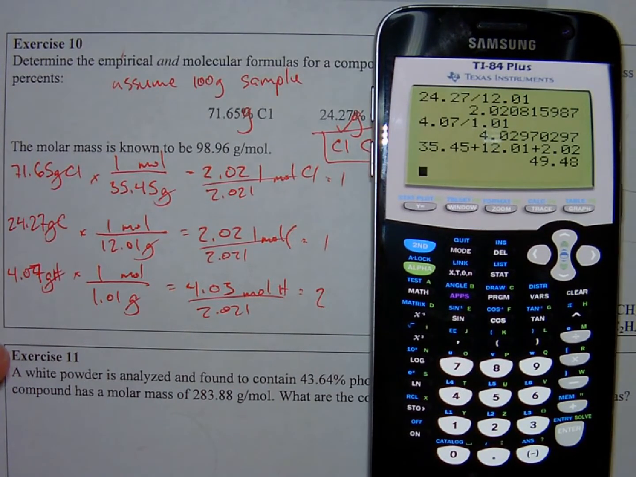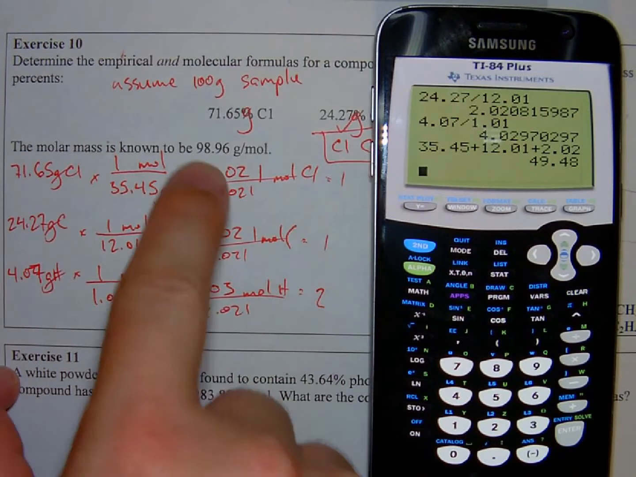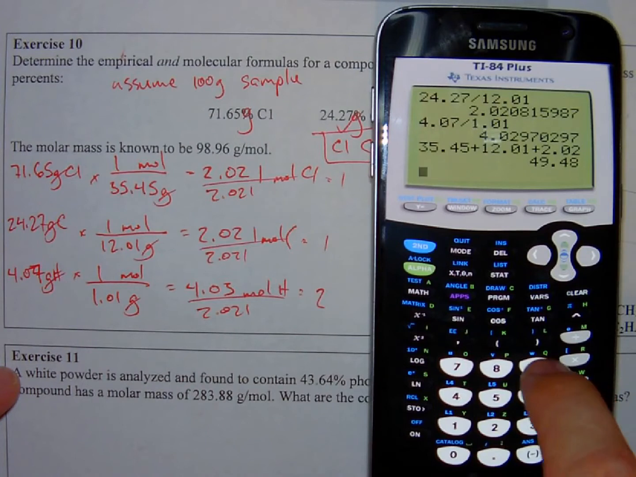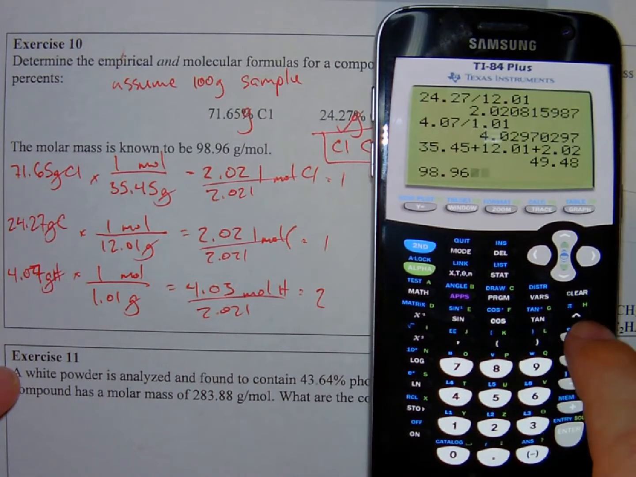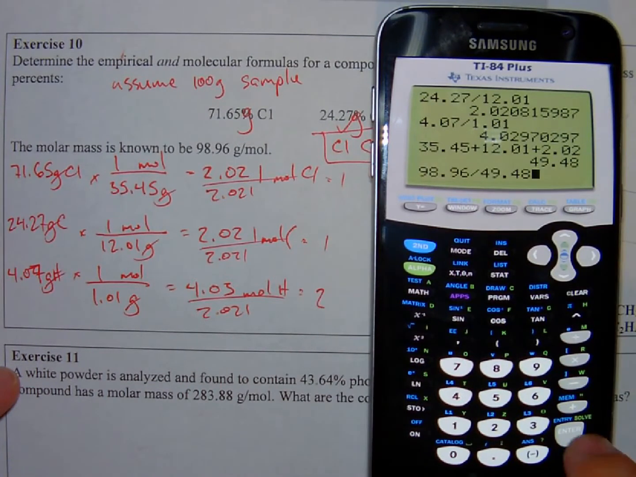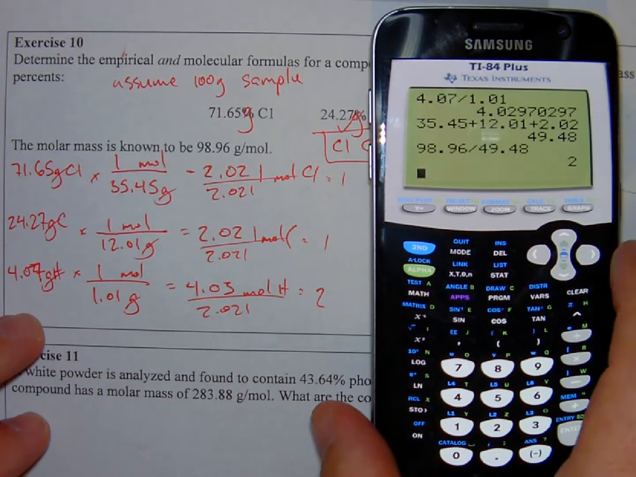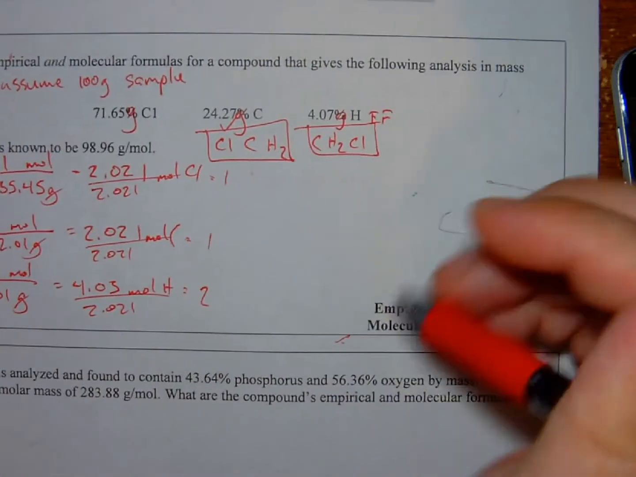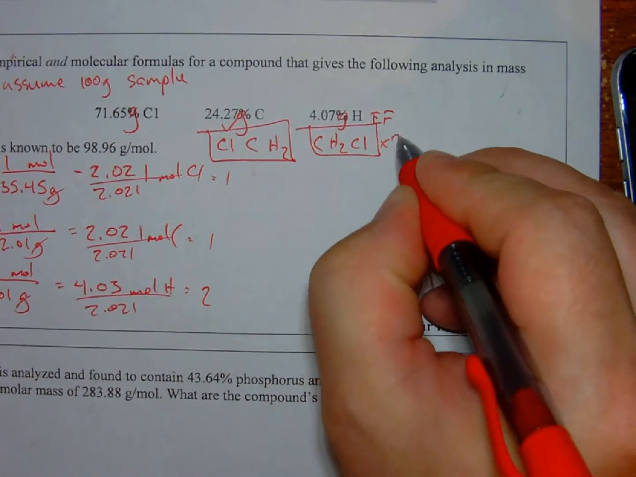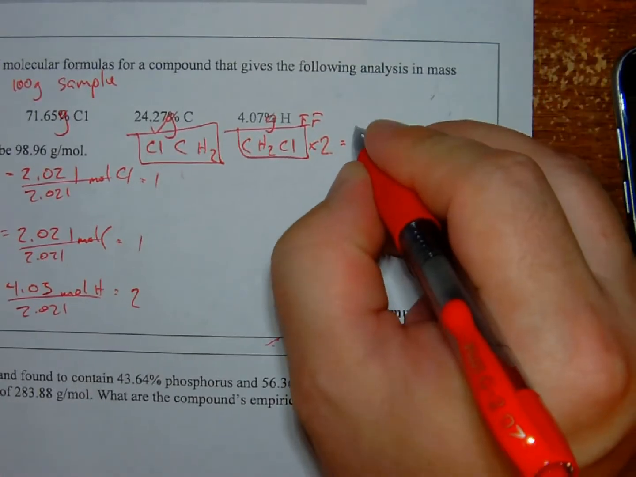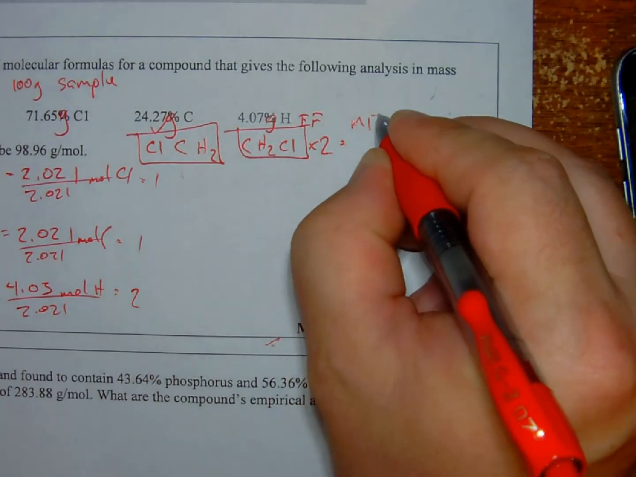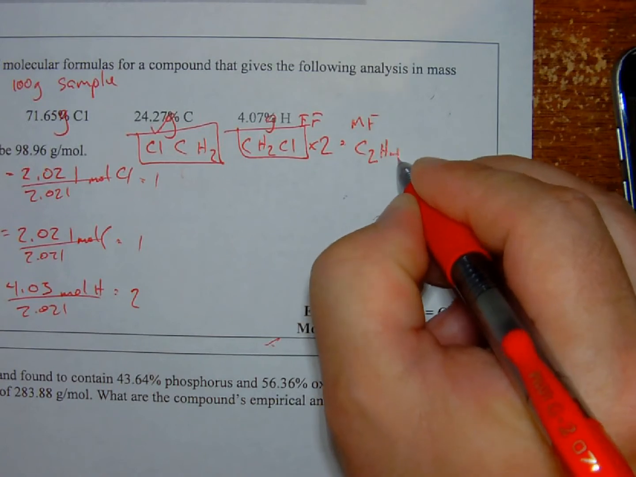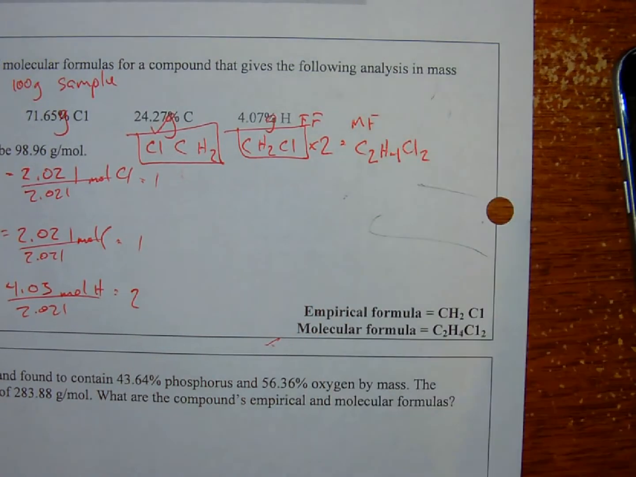1 carbon and 2 hydrogens. Ooh, that's 49.8. How does that relate to this number that was given by the problem, 98.96, divided by that number I just got? Oh my gosh, that's 2. Oh, it's exactly 2. Holy cow, it's exactly 2. And so what that means is that there are 2 units of whatever this is. There's 2 units of it. So the molecular formula is going to be C2H4Cl2.